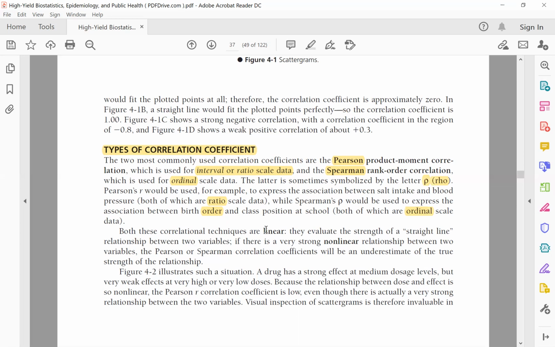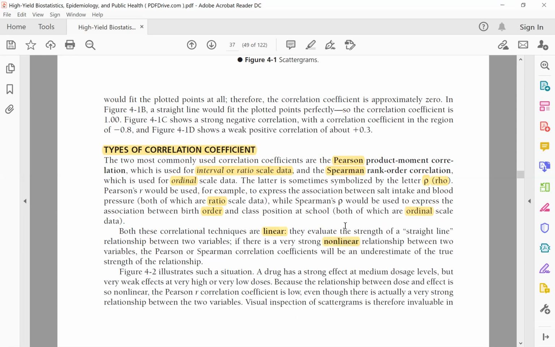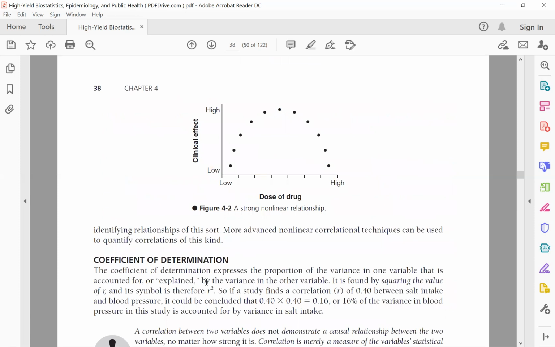Both these correlational techniques are linear. They evaluate the strength of a straight-line relationship between two variables. If there is a very strong non-linear relationship between the two variables, the Pearson or Spearman correlation coefficient will be an underestimate of the true strength of the relationship. Figure 4.2 illustrates such a situation. Here it is. This is a strong non-linear relationship.